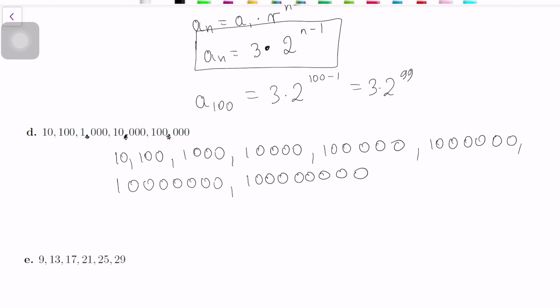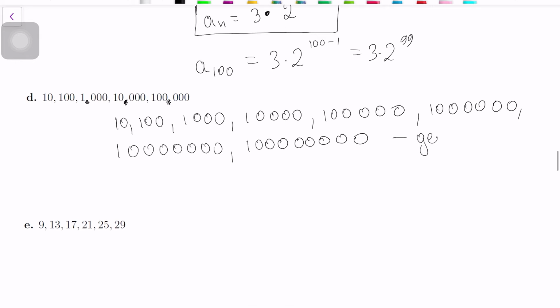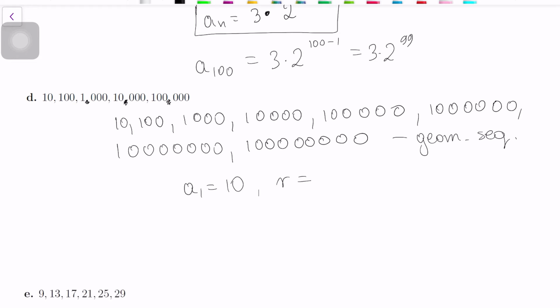And those would be your next 3 terms, right? So it's a geometric sequence with A1 being 10, and the ratio is 10 as well. So the formula for geometric is A1 times R to the power n minus 1. In this case, 10 times 10 to the power n minus 1.